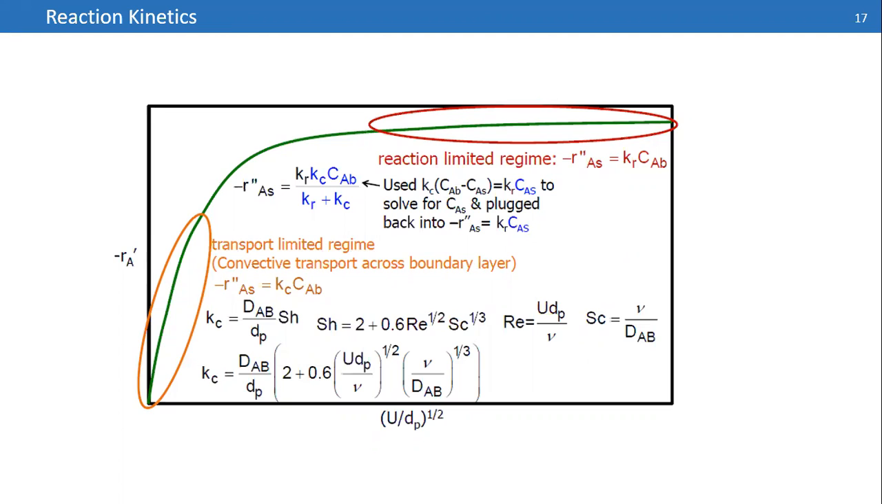When you reach this level, where there is no change with changing velocity and particle size, it means that your reaction is just limited by the reaction itself. At this level, I can say that only temperature can affect your reaction model, your reaction system. And then you can say that my reaction is intrinsic and it's not going to change.